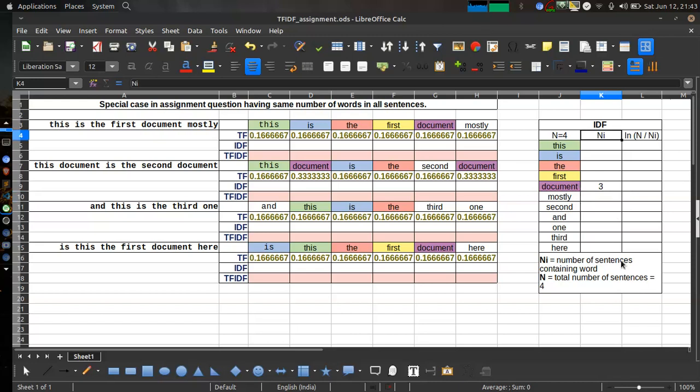Correct. So ni is nothing but the number of sentences containing the word, and n is nothing but the total number of sentences. It would be constant, right? We are having 4 sentences, so n equals 4, right? So how to calculate IDF for "document"? It would be nothing but natural logarithm ln of 4 divided by 3. So that's how we can calculate the IDF for the word "document".